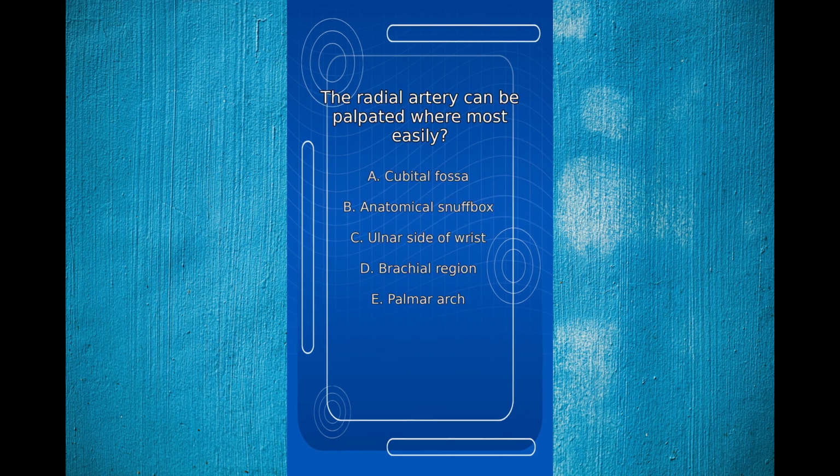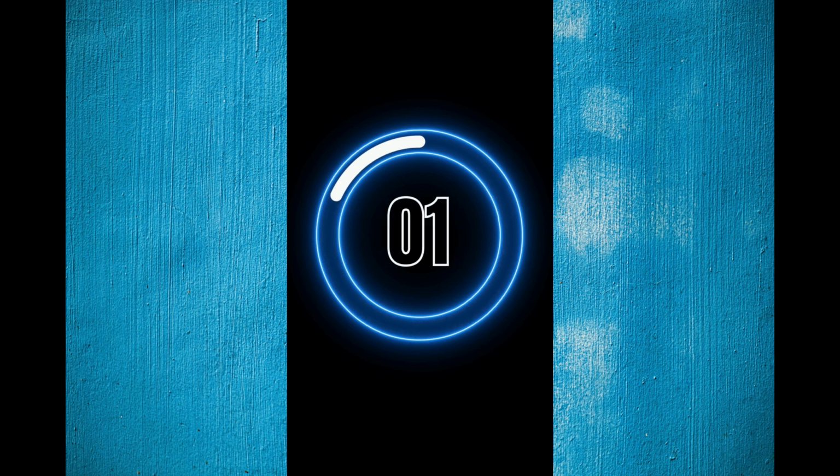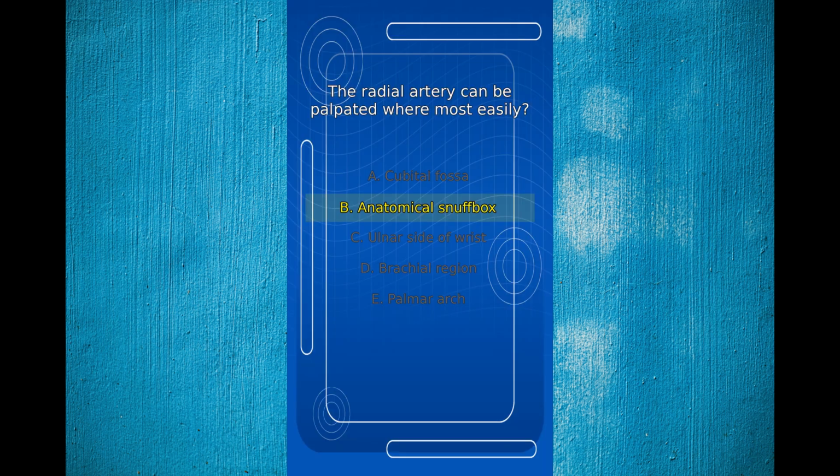The radial artery can be palpated where most easily? The correct answer is B. Anatomical snuffbox. The radial artery lies superficial in the anatomical snuffbox on the dorsal hand.